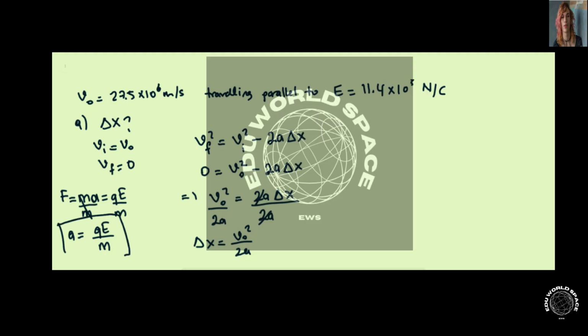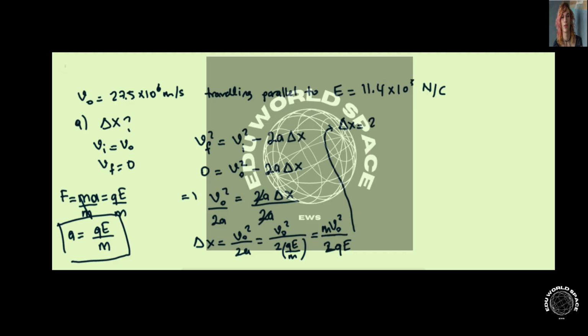So let's plug this into the delta x equation. Then v naught squared over twice qE over m gives us delta x. That equals v naught squared times m, because it's in the denominator, divided by 2qE. All we need to do now is plug in the numbers.